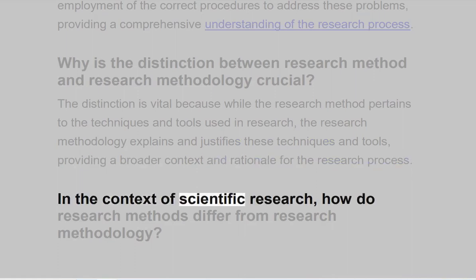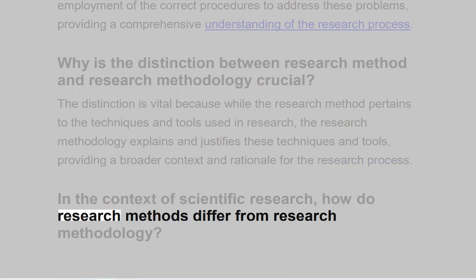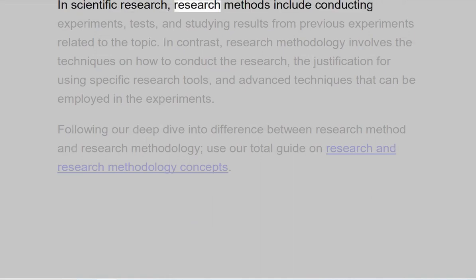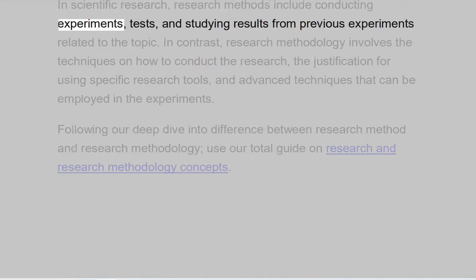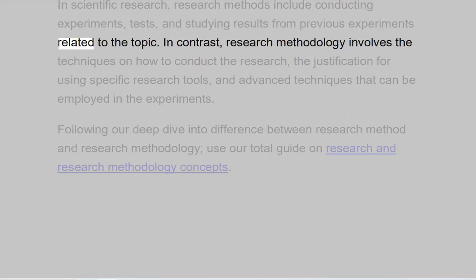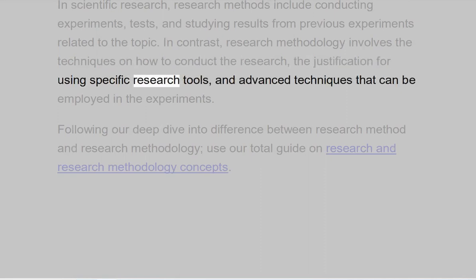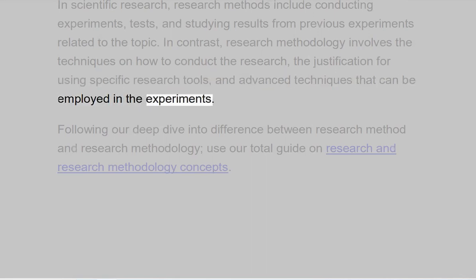In the context of scientific research, how do research methods differ from research methodology? In scientific research, research methods include conducting experiments, tests, and studying results from previous experiments related to the topic. In contrast, research methodology involves the techniques on how to conduct the research, the justification for using specific research tools, and advanced techniques that can be employed in the experiments.